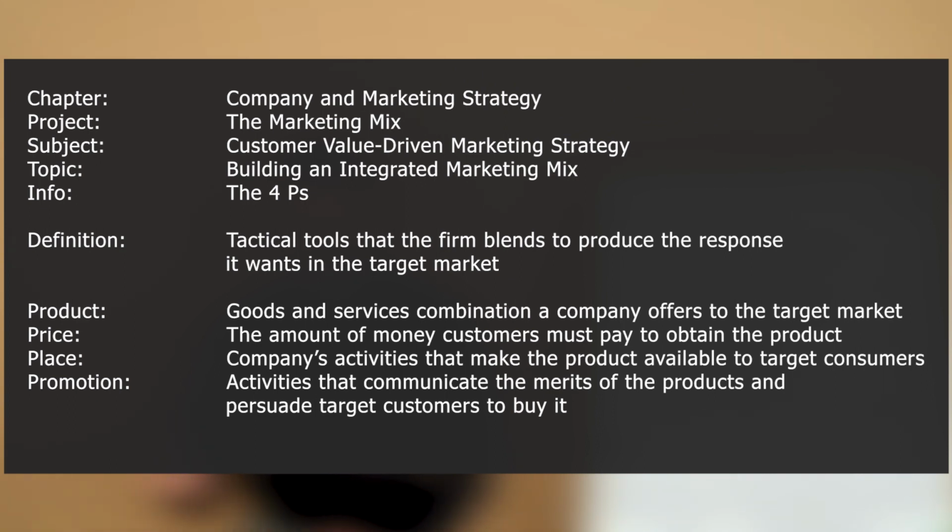The product is the goods and services combination the company offers to the target market. The price is the amount of money customers must pay to obtain the product. Place includes company activities that make the product available to the target consumers, and promotion are activities that communicate the merits of the products and persuade target customers to buy it.